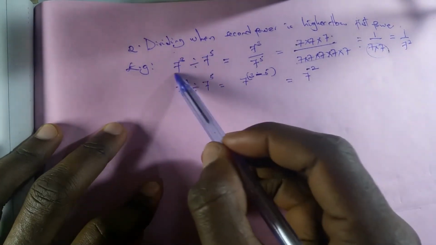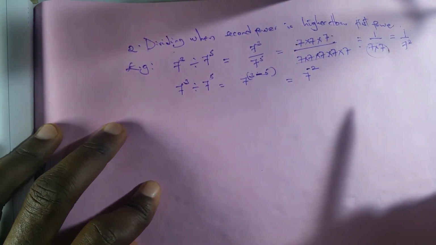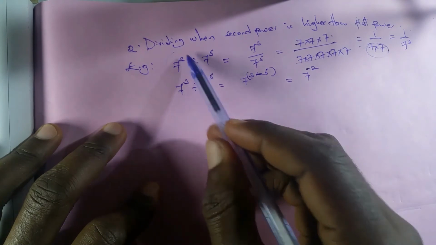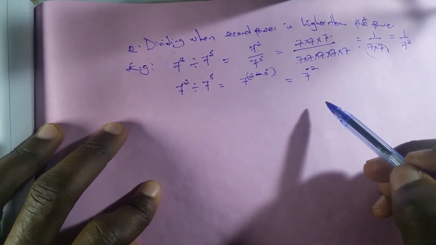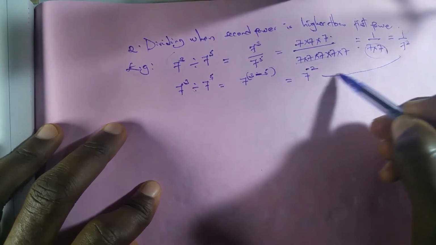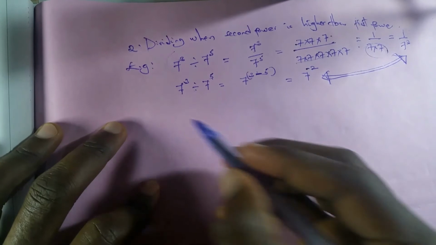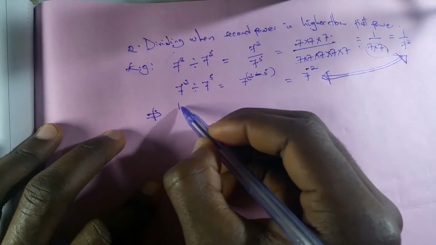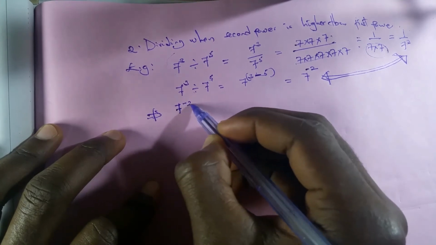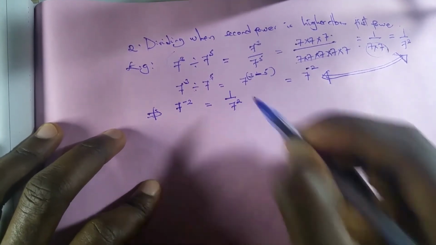Since we have 7 to power 3 divided by 7 to power 5 giving us 1 out of 7 to power 2, and we have that same 7 to power 3 divided by 7 to power 5 giving us 7 to power negative 2, what does it imply? It implies these answers are actually the same. So we can conclude this implies 7 to power negative 2 is giving us 1 out of 7 to power 2.